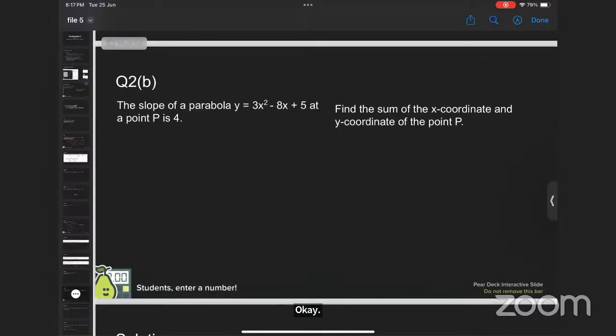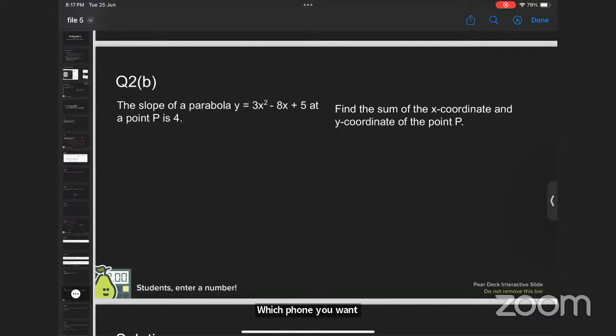So let's start solving this question. Someone is asking about the parabola code. What code? Which code do you want?